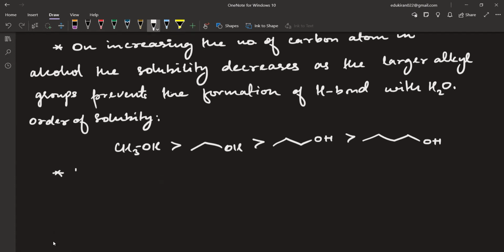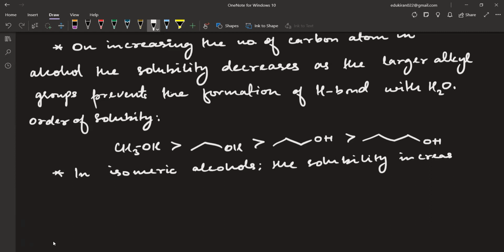Right, the last point. In isomeric alcohols, the solubility increases with increase in branching. Now, I hope you guys remember that if we increase the branching, then the surface area of the alkyl part is decreasing.